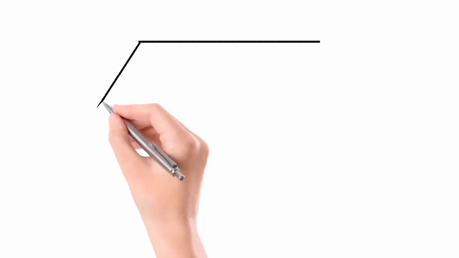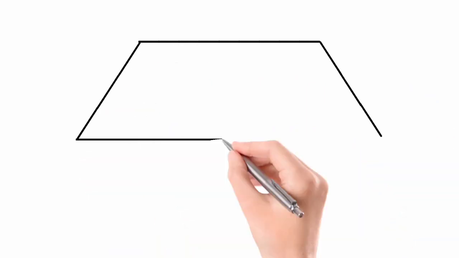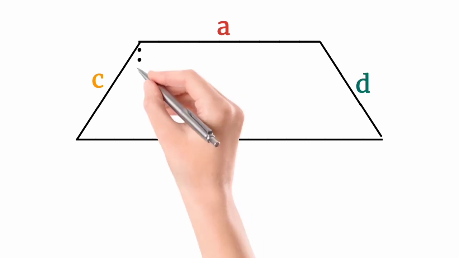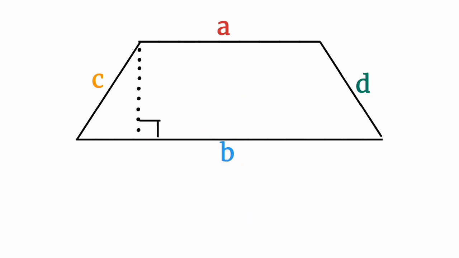We can see some difference between the upper and the lower part, since the lower part is much longer than the upper part A. The lower part is known as B. The left side is C and the right side is D. The height is represented with small dots, which creates an angle of 90 degrees to the base B.